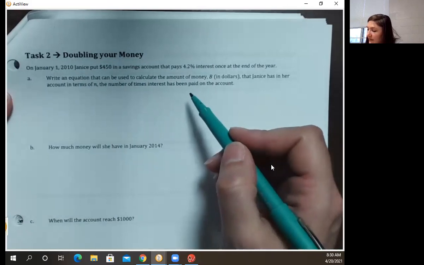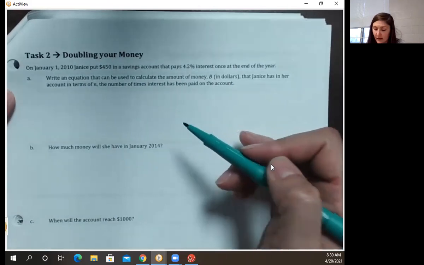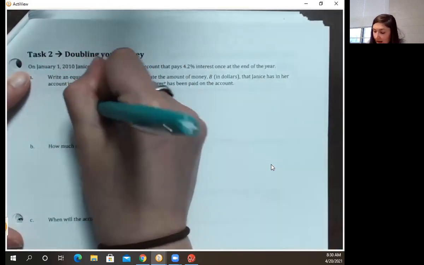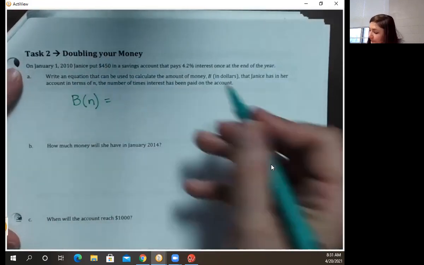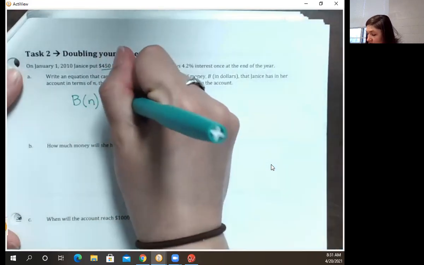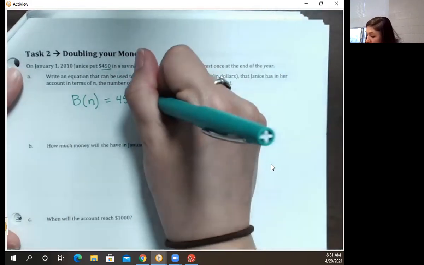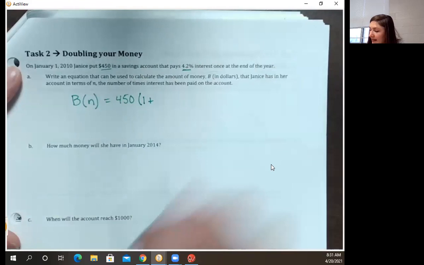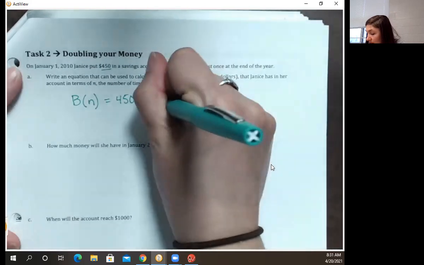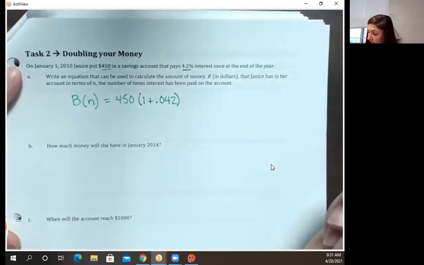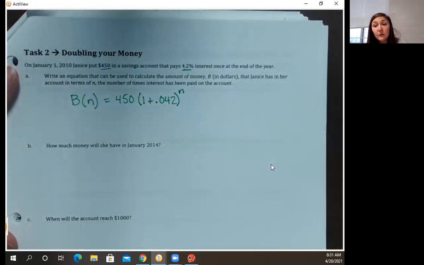Write an equation that can be used to calculate the amount of money that Janice has in her account in terms of N, the number of times the interest has been paid on the account. So if you take discrete math, we're going to do a whole chapter on problems like this. So we're starting with our initial amount, 450. And then this guy works a little bit differently. 1 plus, I have a rate this time. So I'm going to use that 1 plus R model. 4.2% written as a decimal would be 0.042 to the n for the number of times that we compound this money or collect interest, which we know will be once a year.